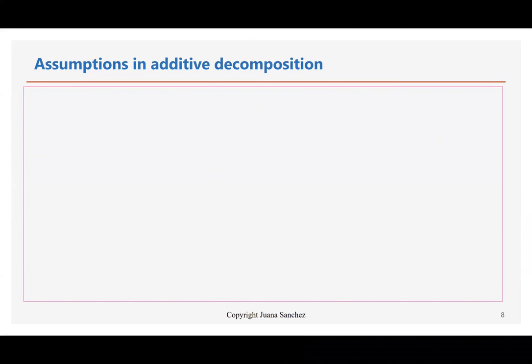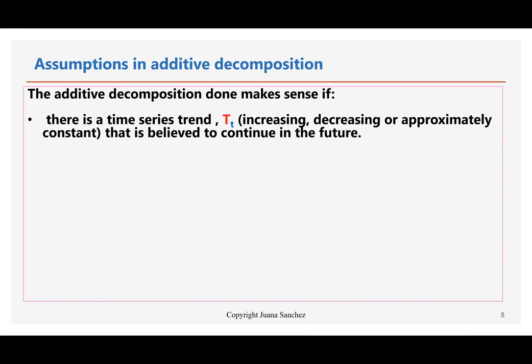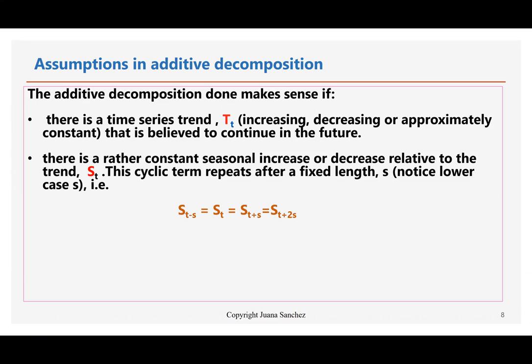So the assumptions of the additive decomposition are that there is a time series trend, whether it's increasing, decreasing, or approximately constant, that can be traced. There is a rather constant seasonal increase or decrease relative to the trend. That's the seasonal swing. But this S_t is going to represent not just the observed seasonal swing, but an estimate of it. The T_t is also going to be estimated using the moving averages. We're going to use an estimate of it.